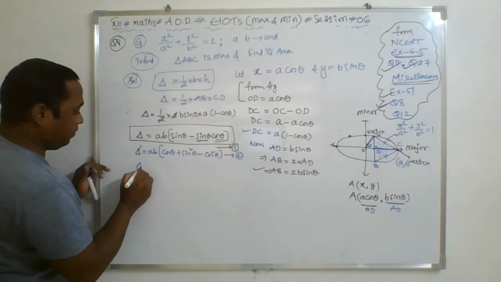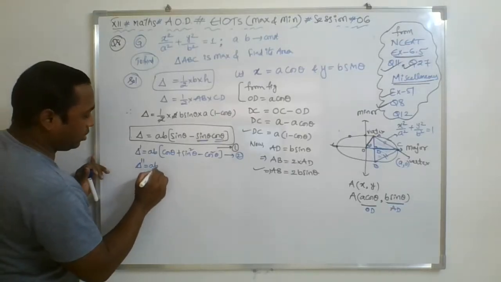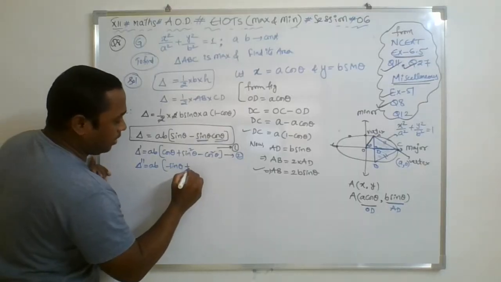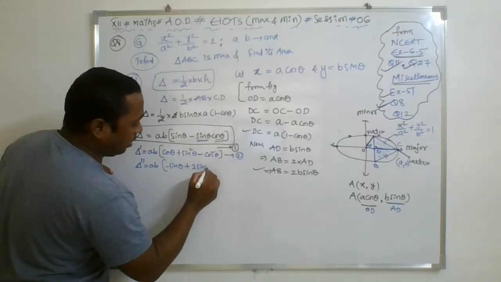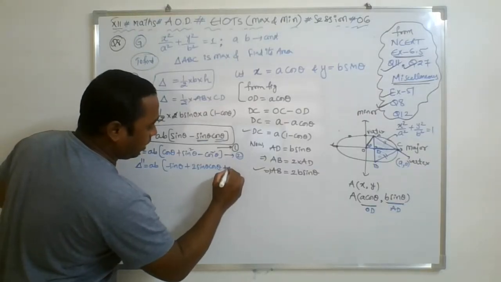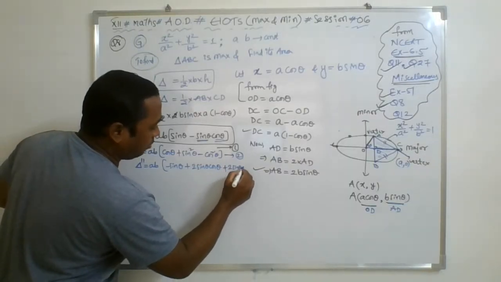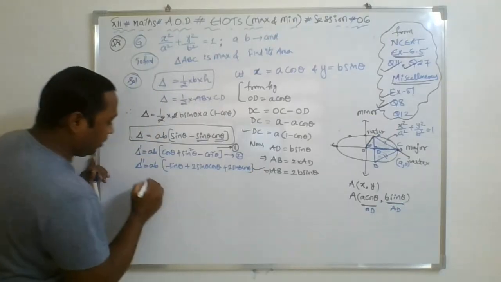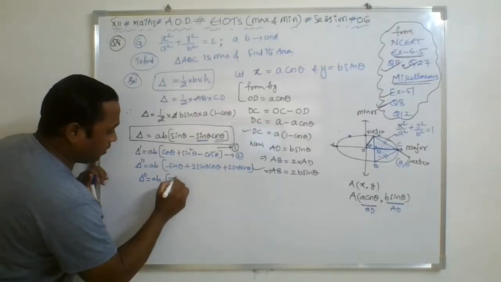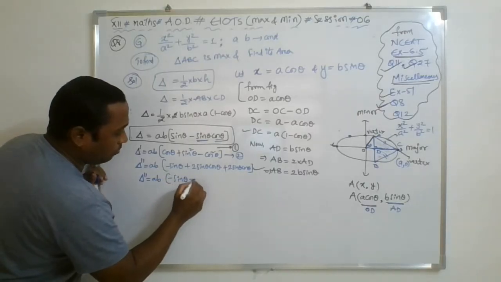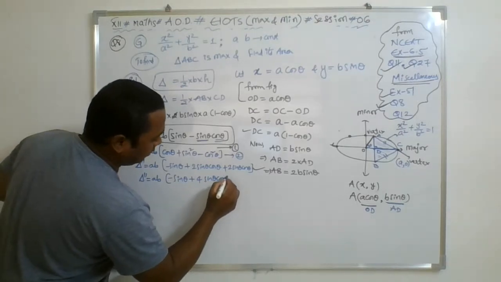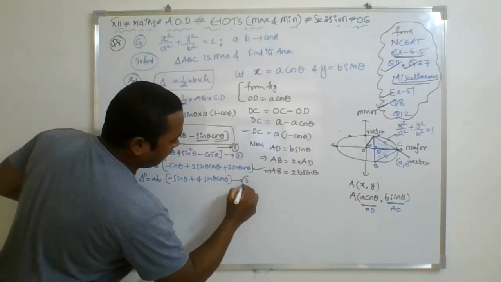Now the second derivative, that is delta double dash, AB. The derivative of cos theta is minus sin theta. Then 2 sin theta cos theta, and 2 cos theta minus sin theta becomes plus 2 sin theta cos theta. So the double derivative can be reduced to minus sin theta plus 4 sin theta into cos theta. This is the double derivative.